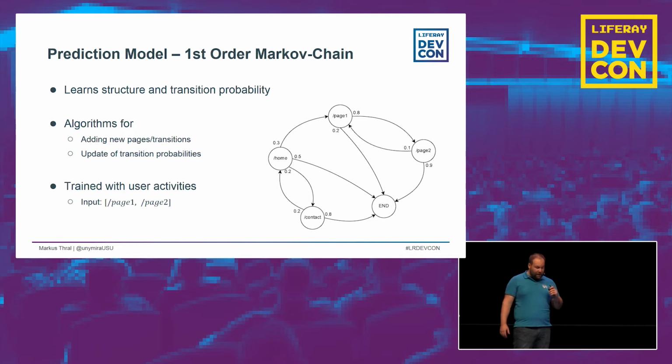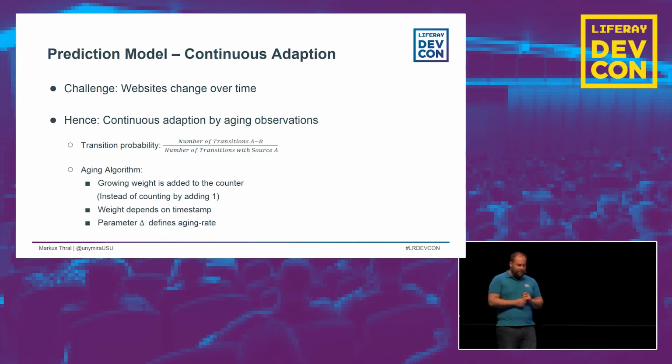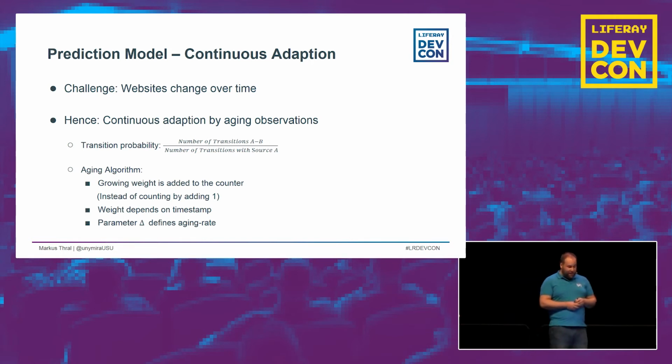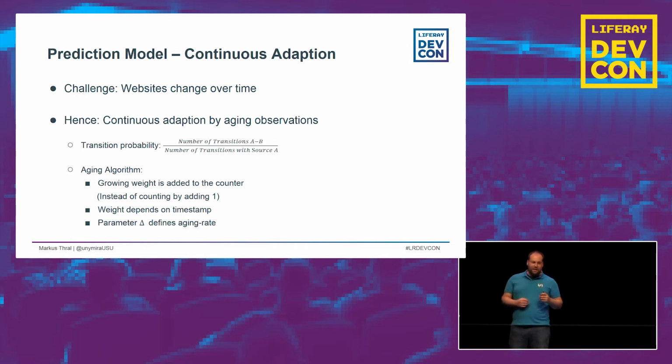Okay, here we have a challenge. Which website today is static and doesn't change? Not a single one. I do not know a single one. So the challenge is websites change over time. That means we need something like continuous adaptation. Our model has to adapt over time. And we're realizing this by aging observations.